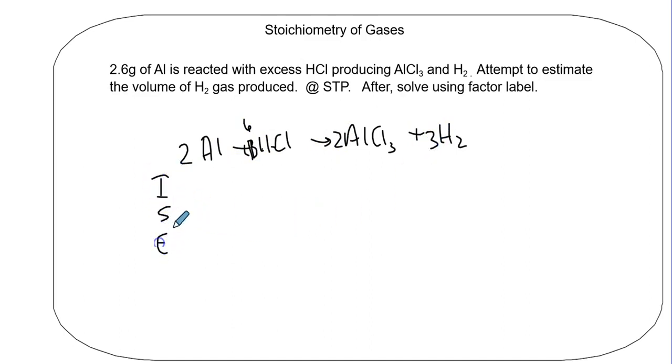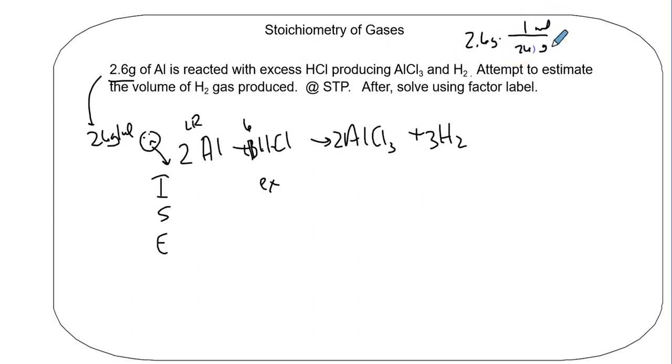Initial stoichiometric ratio. Now here, an interesting situation. We have an excess of HCl, so we don't know how much we have. We have 2.6 grams of aluminum, so that's my limiting reactant. Now, aluminum is 26 grams per mole. I don't want to put the grams in there; that's a big no-no. If 26 grams is 1 mole, then 2.6 grams is a tenth of a mole. I'll show you the math: 2.6 grams to moles, 1 mole is 26. Divide out, you get 0.1 moles.